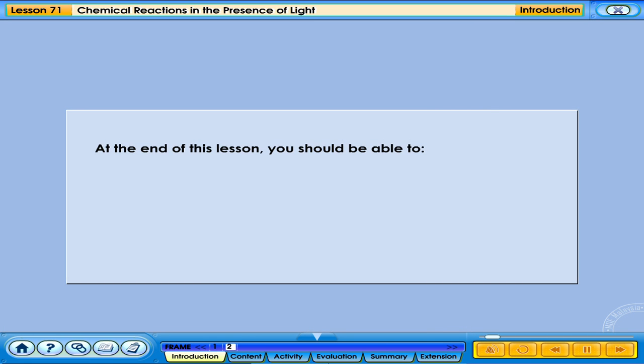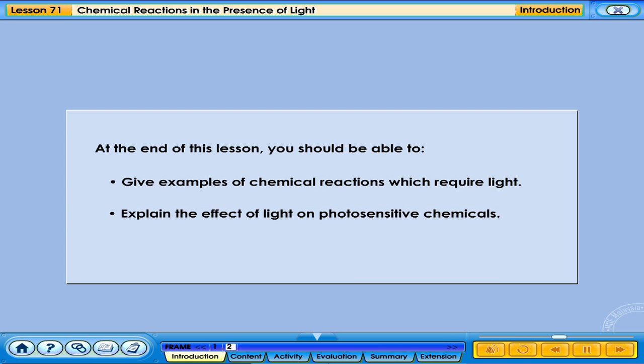At the end of this lesson, you should be able to give examples of chemical reactions which require light, explain the effect of light on photosensitive chemicals, and explain why certain chemicals are stored in dark bottles.